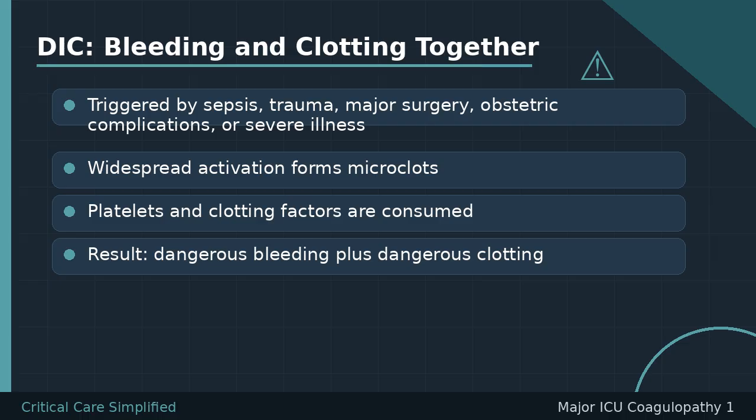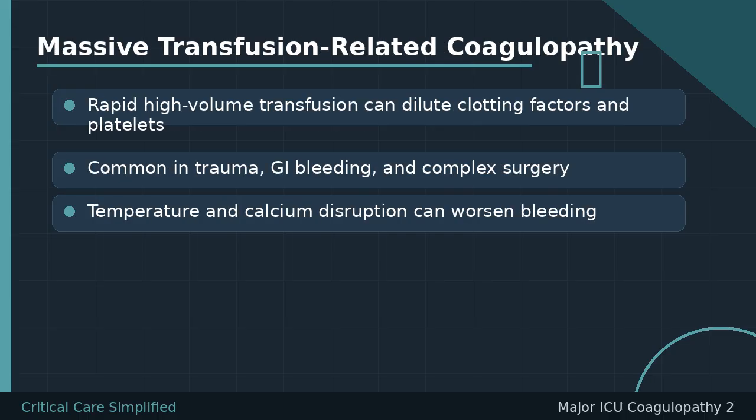The first major ICU coagulopathy is DIC, disseminated intravascular coagulation. DIC is a severe, life-threatening disorder where widespread clotting and bleeding occur simultaneously. It's often triggered by sepsis, trauma, major surgery, obstetric complications, or severe illness. The body's clotting system becomes overactivated, forming microclots throughout the circulation. As platelets and clotting factors are consumed, the patient also becomes dangerously prone to bleeding.